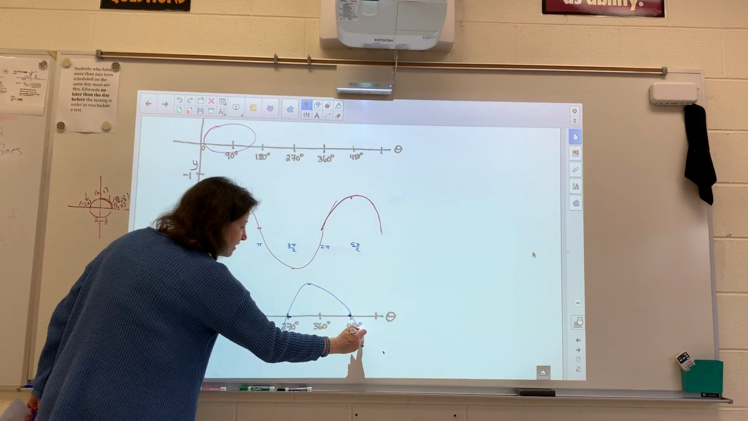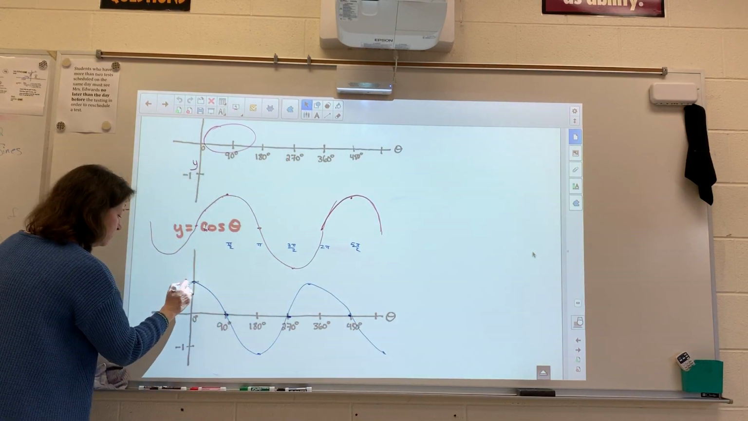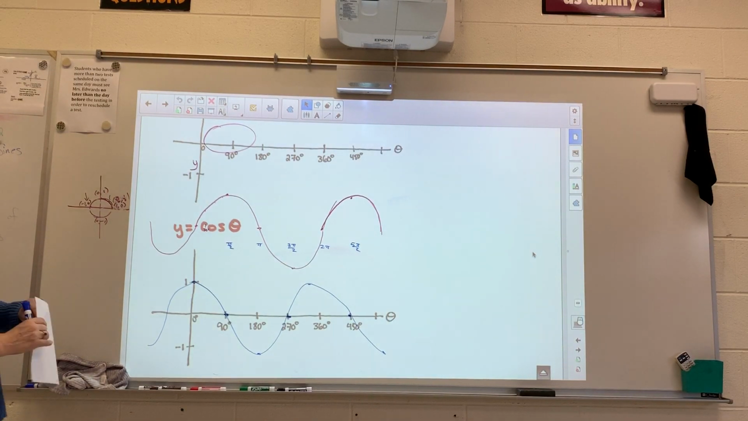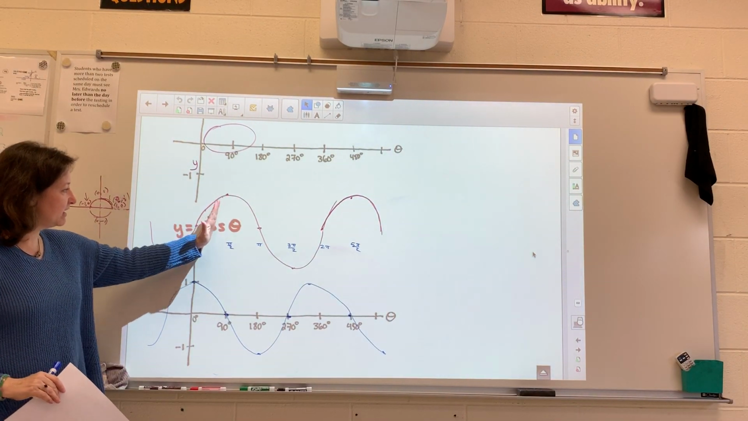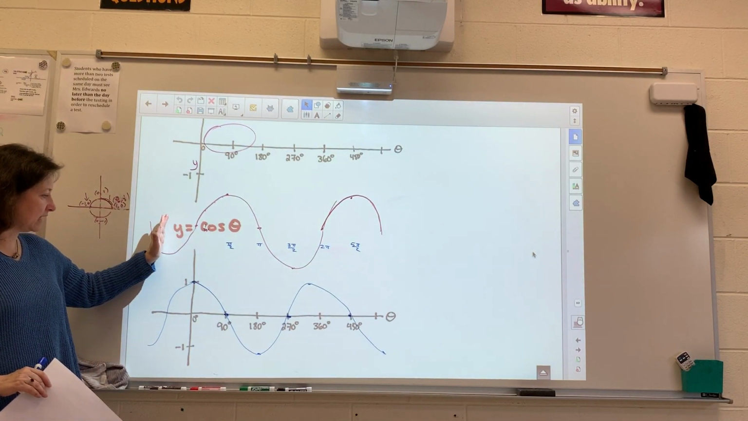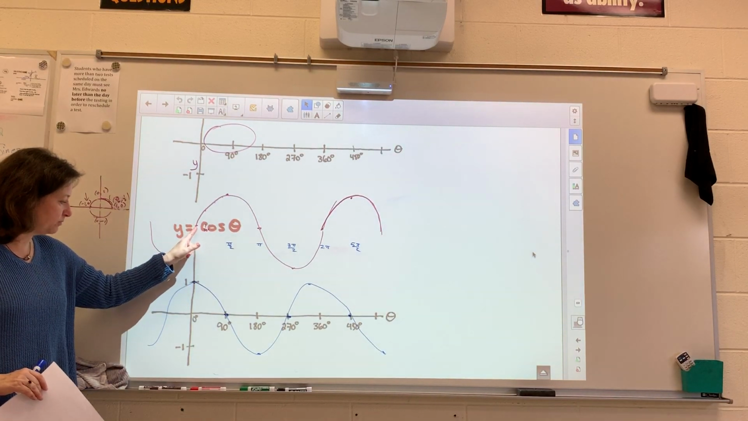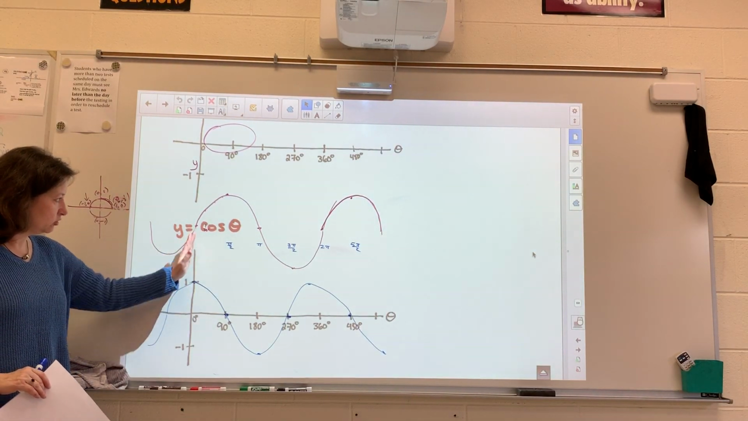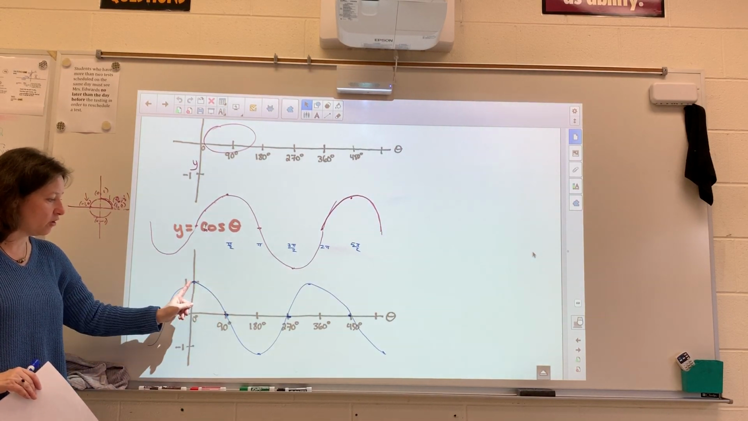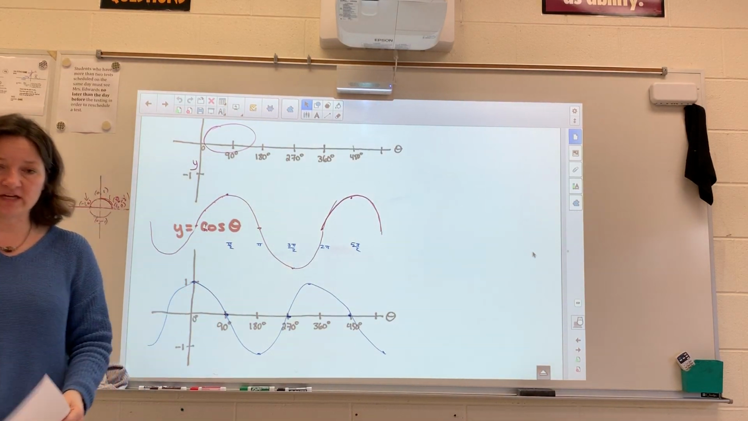What do you notice about the sine curve and the cosine curve? They're very similar. That's right. If I took this sine curve and shifted it 90 degrees to the left, so I took this point and moved it to here, and I took that peak that was here and shifted it over, they're a 90-degree shift of each other.